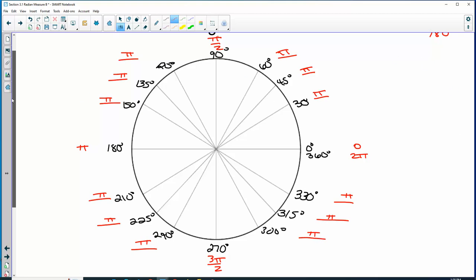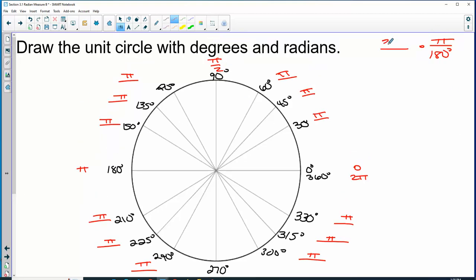30 degrees. If you think 30 times pi over 180 gives us pi over 6. So all the 30s have a denominator of 6. All the 45s had a denominator of 4. 45 over 180 is 1/4. So all those, the denominator is 4. And 60 degrees, if you took 60 times pi over 180, you get 1/3. So those all have a denominator of 3.